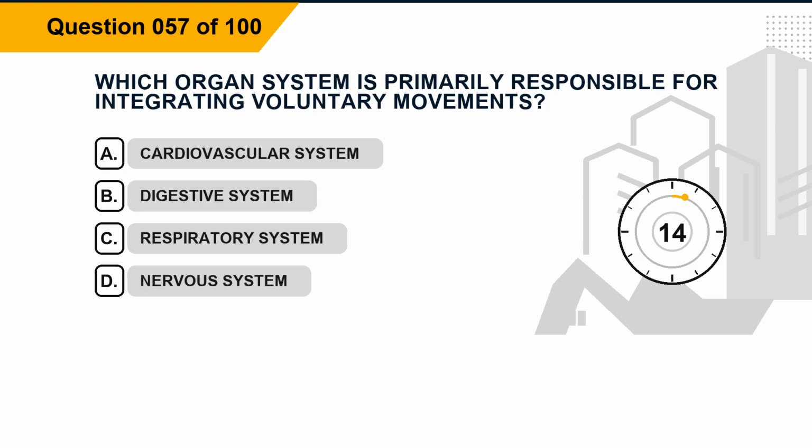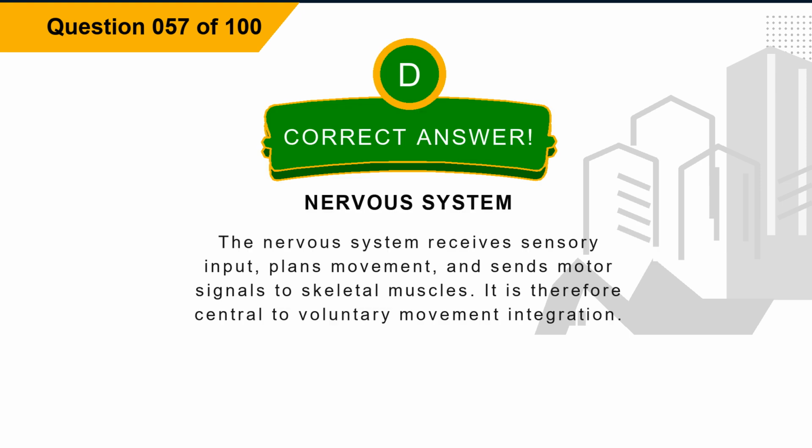Question 57. Which organ system is primarily responsible for integrating voluntary movements? Option A. Cardiovascular system. Option B. Digestive system. Option C. Respiratory system. Option D. Nervous system. The correct answer is option D. Nervous system. Explanation. The nervous system receives sensory input, plans movement, and sends motor signals to skeletal muscles. It is therefore central to voluntary movement integration.